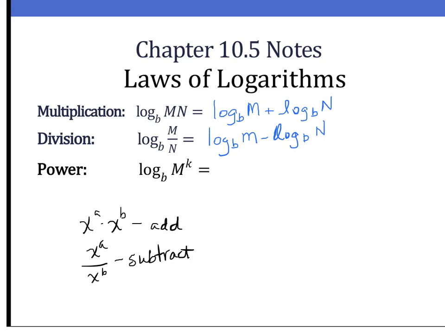And then with our power rule, if we have a power to a power, that means we multiply. A times b. Now in here, the log base b m, forget the k for a moment, that is a power itself, and the k is also a power. So then what we're going to do is take this k and move it to the front and make it a multiplication. So we'll have k times log base b m, and these are the three laws that we're going to be working with today.